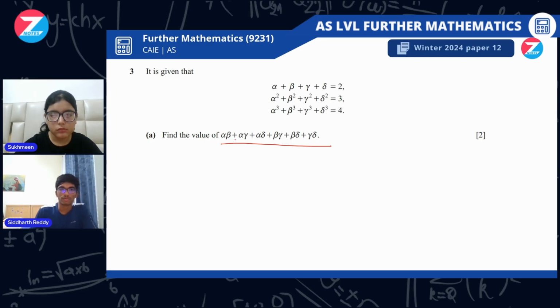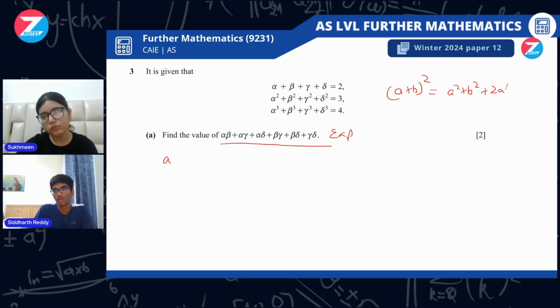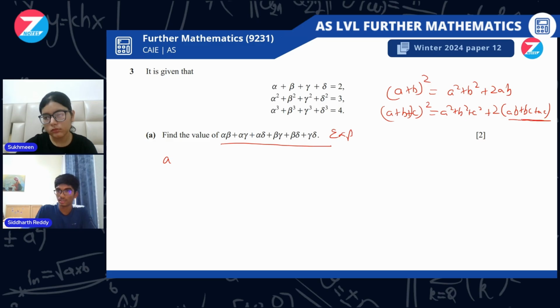So this is the sum of roots taken 2 at a time. So for this, what you need to know is this identity. So for example, when you have a plus b whole square, you write that as a square plus b square plus 2ab. Similarly, when you have a plus b plus c whole square, write a square plus b square plus c square plus 2 into ab plus bc plus ac. So actually, the multiples will be coming over here.